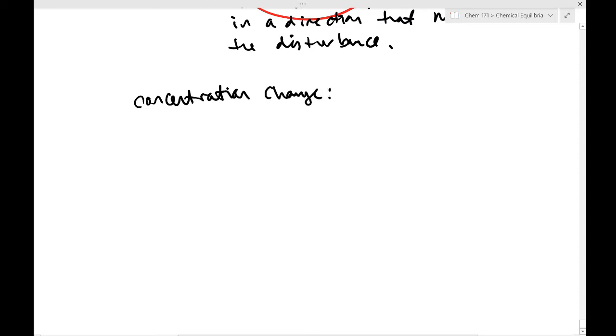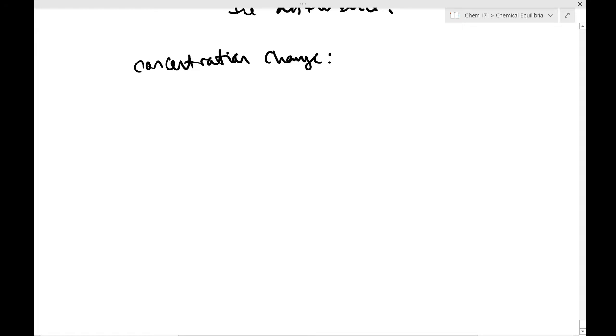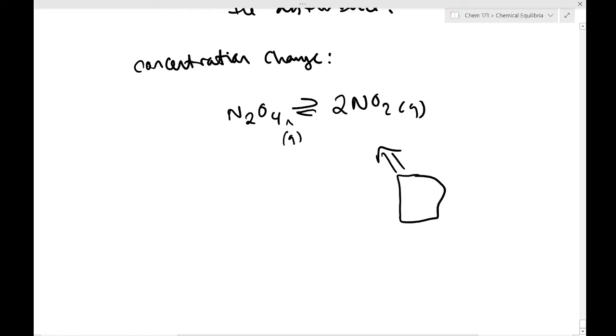What happens when we disturb an equilibrium by changing the concentration of one of the species involved? For example, let's look at a reaction between N2O4 decomposing into NO2 gas. Sorry, this is a gas, I should write. If we add in, say, some NO2, okay, we're adding in NO2, this will force the reaction to shift in this direction.